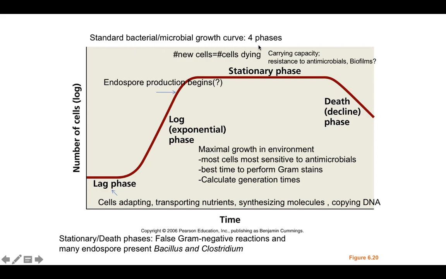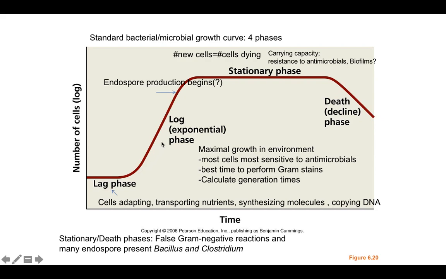there would be 4 phases. And again, this would be like a lab experiment where we don't introduce new media, we don't remove any of the spent broth. So it's a closed system, right? We start out with this lag phase where there's no apparent increase in the number of cells, but during this time the cells are adapting to their new environment. They're transporting nutrients into the cell, they're synthesizing the organic molecules they need, they're copying their DNA, and then suddenly all the cells start dividing at once, right?